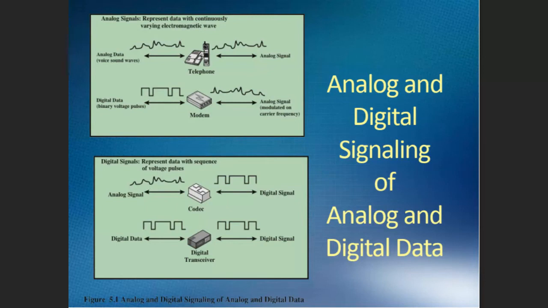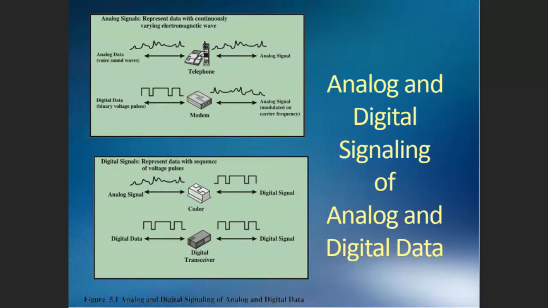Now, if I have digital signal, what is digital signal? It represents data with a sequence of voltage pulses. We already know that. So if I have analog signal, I can represent it with digital signal, like pulses. If I have digital data, then it is easy to convert it into digital signal by using the digital transceiver.